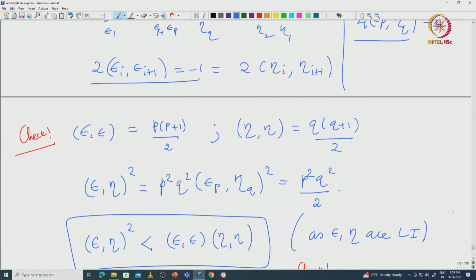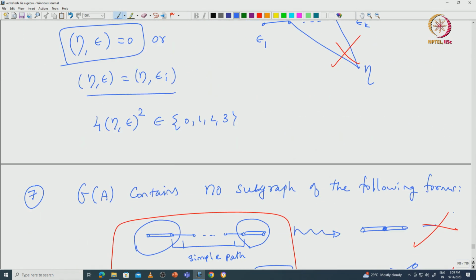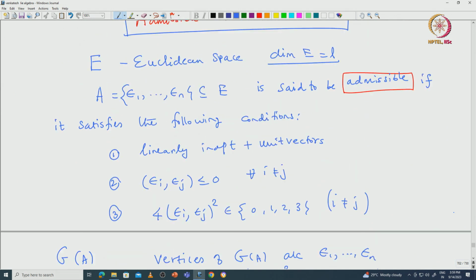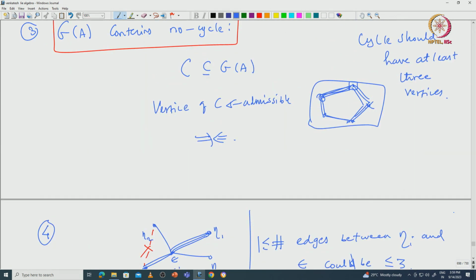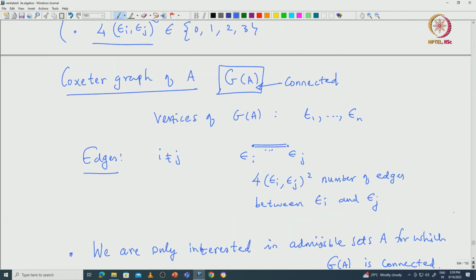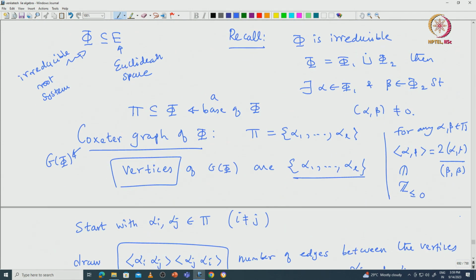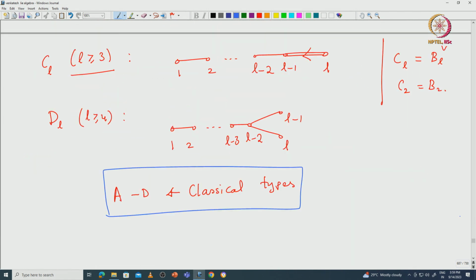But later, for each Dynkin diagram that is listed in the classification, we will actually produce very explicitly the root system corresponding to the Dynkin diagram. That I will do in the next class. For now, I will just show you the classification, the table. I will end with that.